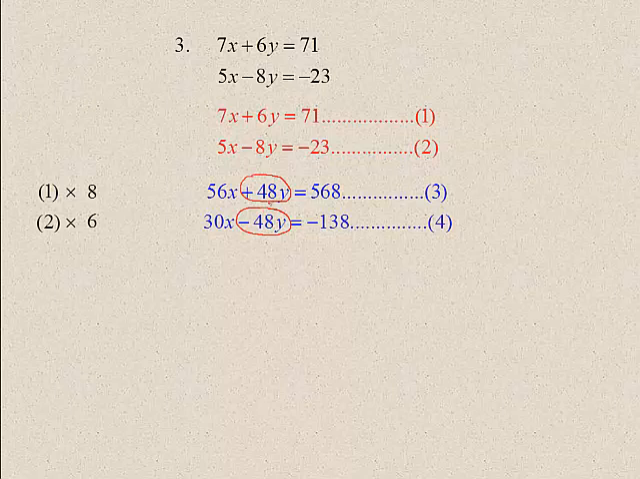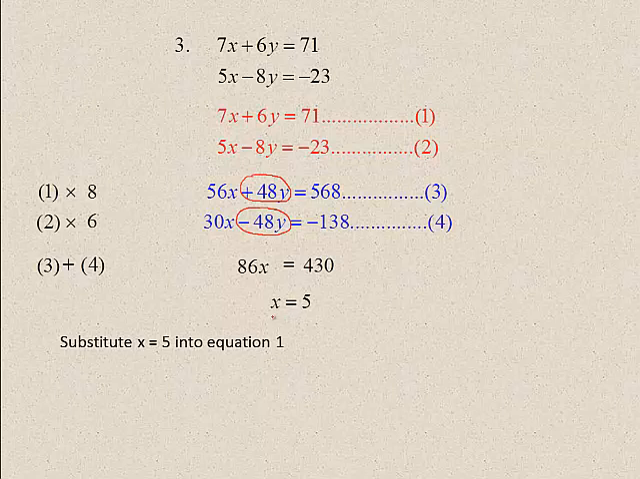And how do I get rid of the y's now? I don't have to all the time subtract. In this case, I simply add my two equations. Plus 48 minus 48, which is equal to 0y. So it becomes equation number 3 plus equation number 4. Watch this, guys. 56x plus 30x is equal to 86x is equal to 568 plus minus 138 is 430. Use your calculators if you are unsure. To solve for x, I divide the left hand side by 86. I divide the right hand side by 86. X is equal to 5.